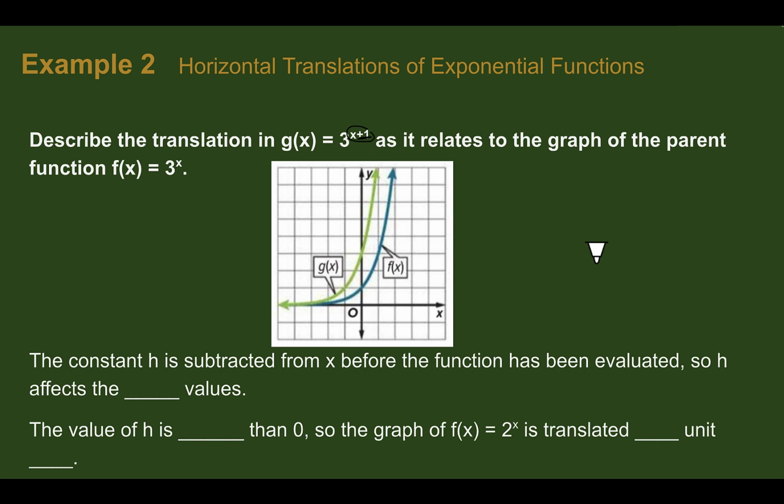So here, for that, we are really saying that h is subtracted from x before. So if you see it in the exponent, that actually affects the input values, which is why it moves it left or right. Then we see that the value of h is less than 0. Remember, opposite of what you see. So this would shift it 1 unit to the left. We see plus 1, so we're going to go left 1. Essentially, minus 1. If we look at the graph, here, we can look and we can see that everything was shifted 1 space earlier than where it was originally.